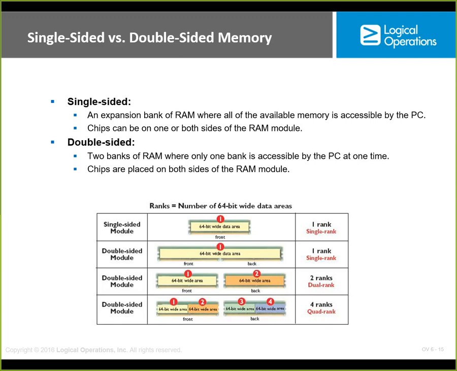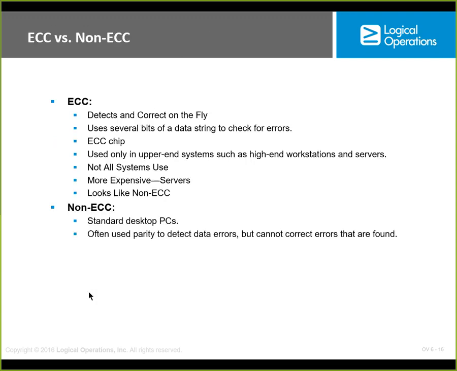Double-sided module, 64-bit. Double-sided module with 2 ranks. It has a front and a back 64-bit wide area. And then with the 4 ranks, the front's got 2 64-bit wide areas and the back's got 2 64-bit wide areas. The reason these things can happen, and they increase the speed, is that as the manufacturing has gotten better and better, we can make the components smaller. The smaller they get, the faster they get, because they have less of a distance to go, for one thing.